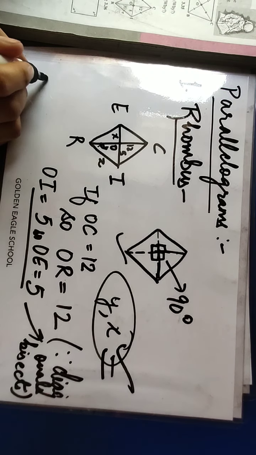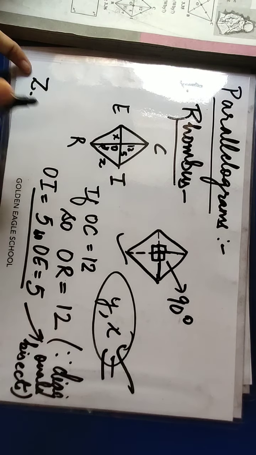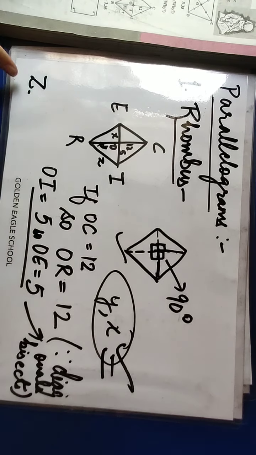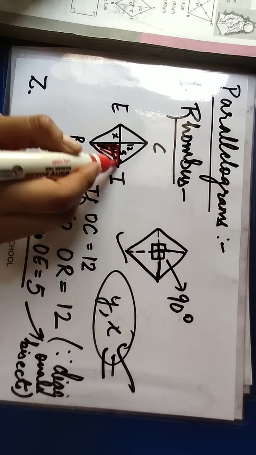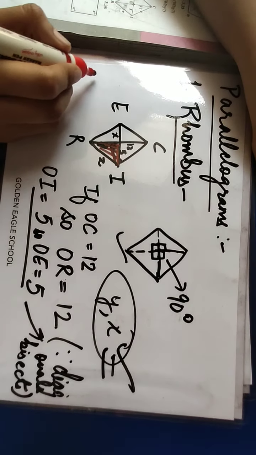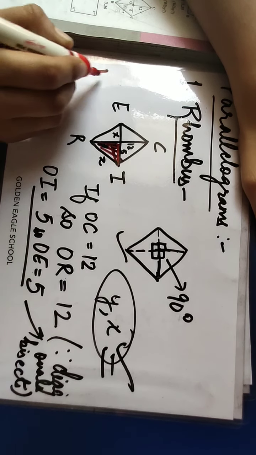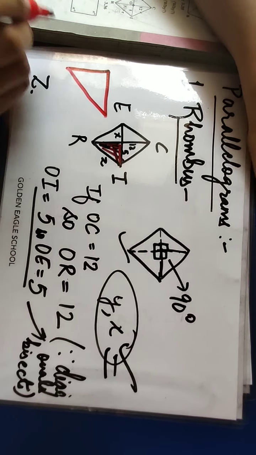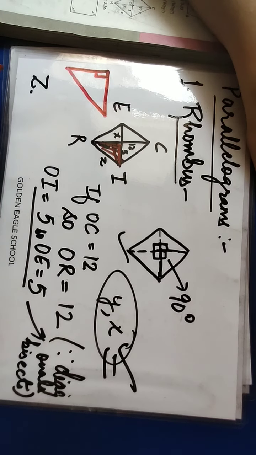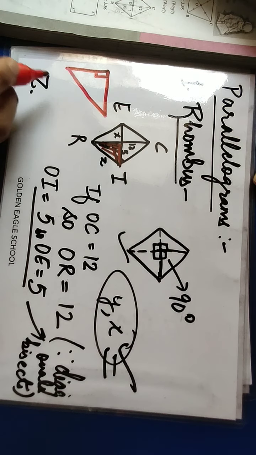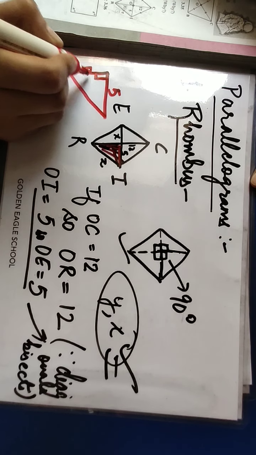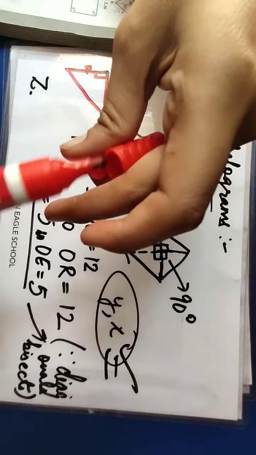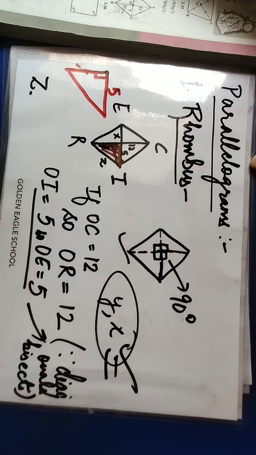Now we have to find Z. For Z, we will see this triangle only. We will make a big triangle over here. As we know, this is perpendicular, meaning a 90 degree angle. Now we know that this side is 5 and this side is 12. These two things are given to us.